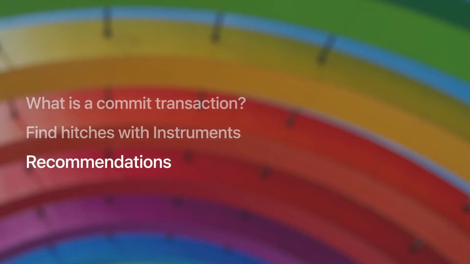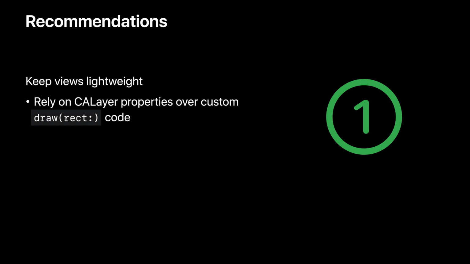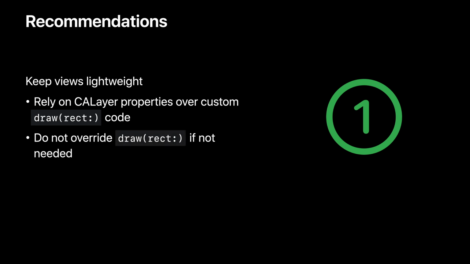After learning how to profile our application with Instruments, let's discuss some recommendations to avoid hitches in the commit phase. Rule number 1 is to keep your views lightweight. To do so, try to take advantage as much as you can of the properties available on CALayer that are GPU accelerated and avoid CPU custom drawing. In case that it is justified, make sure to measure the performance of it. Avoid any empty implementations of drawRect, as the system must do extra work, which will require additional time and memory usage during the commit transaction.